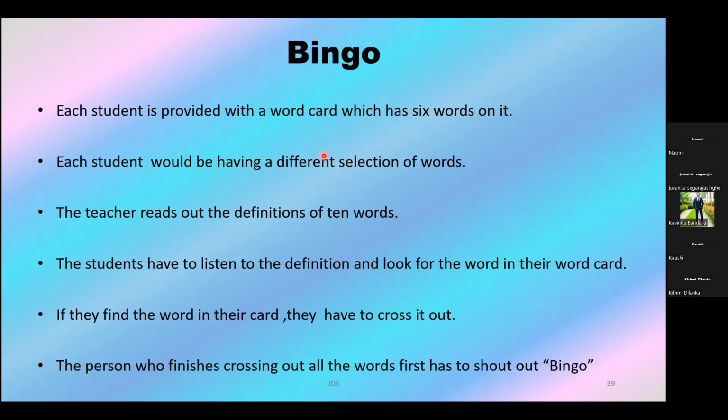Right? So, in each person's word card, there will be 6 words. Now, when I am reading out a definition, they have to check among these 6 words whether they have the word for the definition that is read out by the teacher. If they have that word in the word card, they will cut it off. If they don't have, they have to just keep quiet. So it's basically luck. If I have the luck, I will have the word on my word card. If not, somebody else will have.